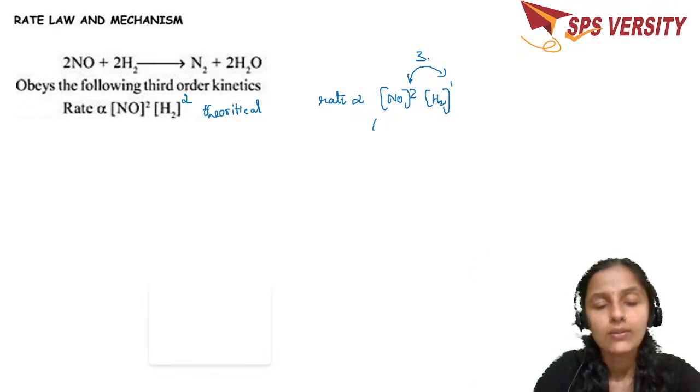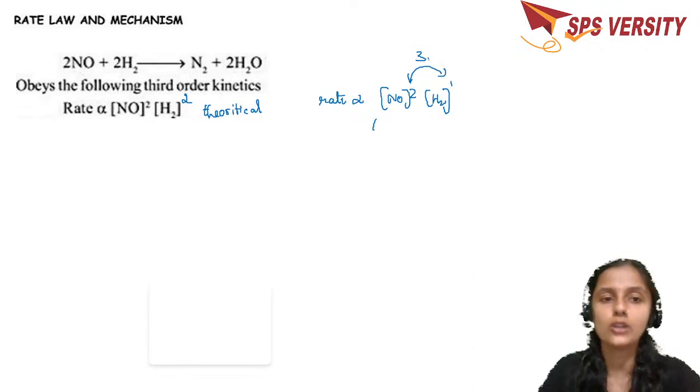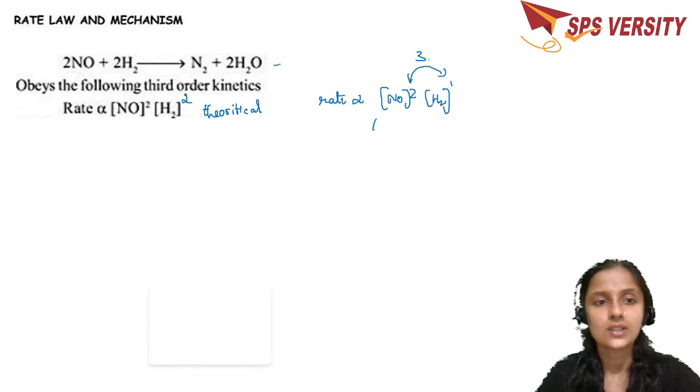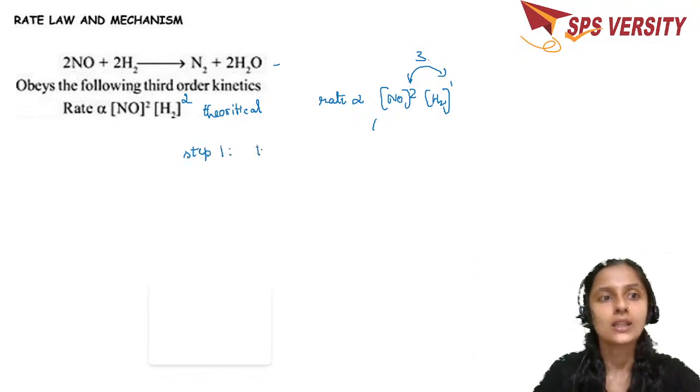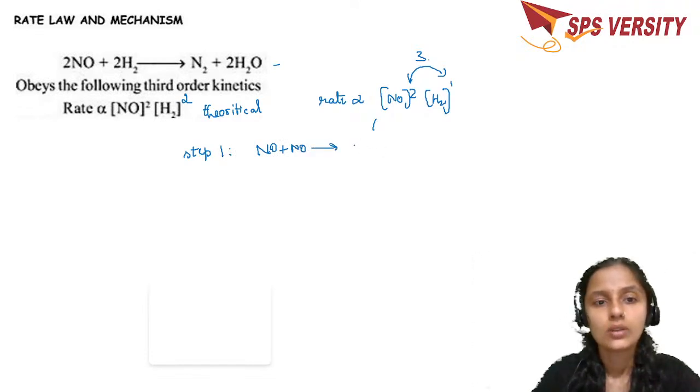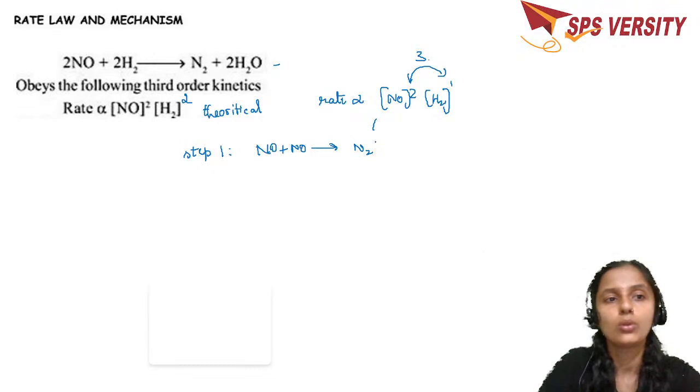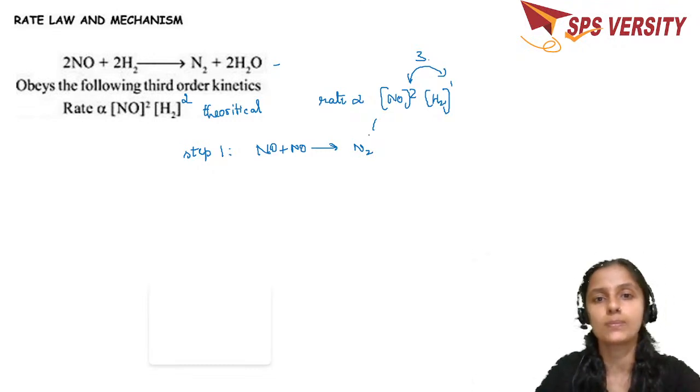But if you write the rate of the reaction by following the steps, if you see the mechanism of the reaction, in the first step, two NO molecules combine to give N2O2. This is the first step, and this is a fast and reversible reaction.